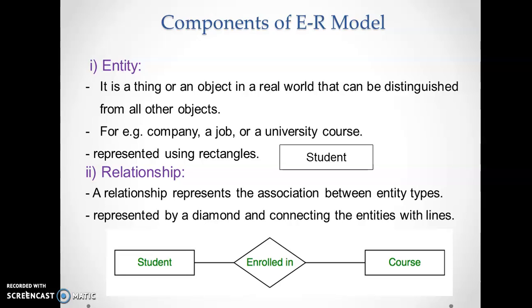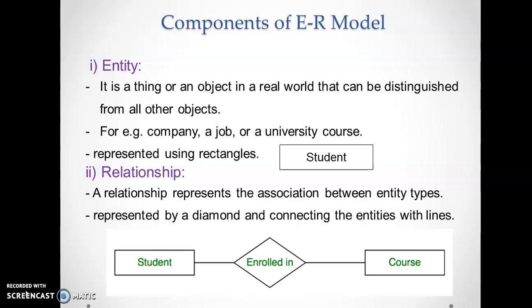Suppose we can say there are two persons. Those are twins, but there is some difference. So that is the entity. Any real world, real life thing or object can be considered as an entity. The entity is represented using a rectangle, and the name of the entity should be written into that.